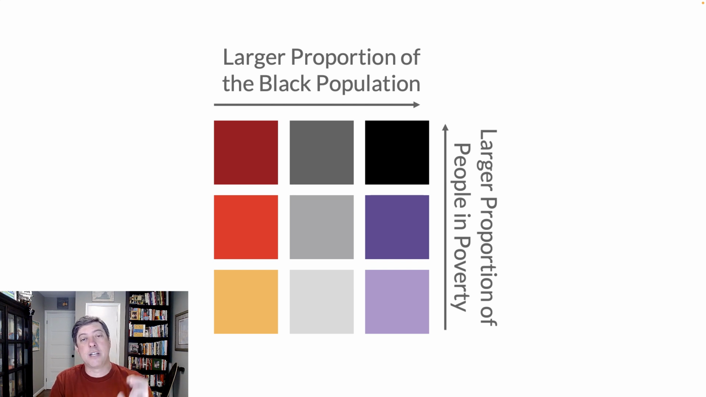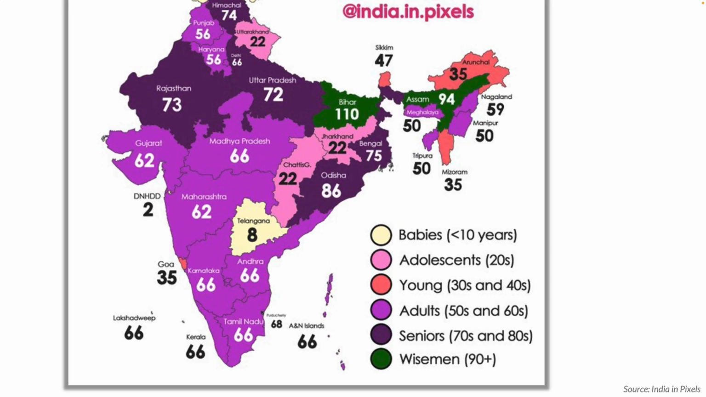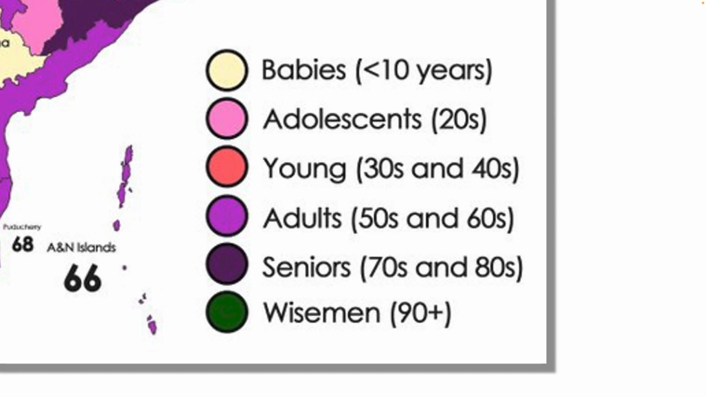I'll also say that just because we've used words or phrases in the past doesn't mean we need to continue using those particular words. This is a map from the Twitter feed Indian Pixels. I just want to zoom in very quickly on the legend here. I just love the phrase wise men for people who are 90 and older. It's a great way to use a more active, positive, affirming title rather than some of the other words we've come to know to define this particular group.